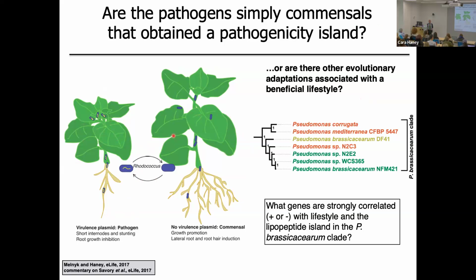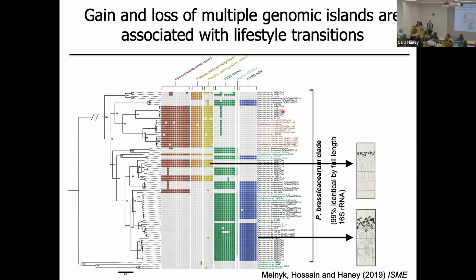And so we wondered if just gain and loss of this single island was driving these transitions, or if there were other genome-wide associations. So we did a genome-wide association to look for genes that positively or negatively correlated with this island. And we found actually that there were 2 additional islands. They're just annotated as putative pathogenicity islands. They look like potential toxin-encoding islands, but we don't know what they're doing. And they nearly perfectly correlate with this lipopeptide island.